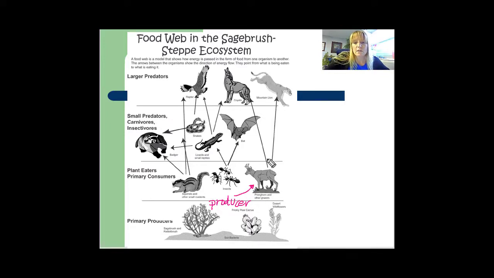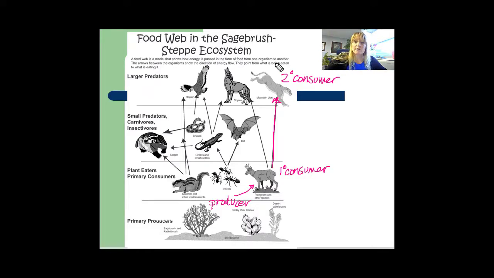If the pronghorn browses on that, there's your primary consumer. And then when the mountain lion consumes, hunts and eats a pronghorn, you have here your secondary consumer. So even though in this case the cougar is at the very top of the food chain, there's still only a secondary consumer in this particular food chain.